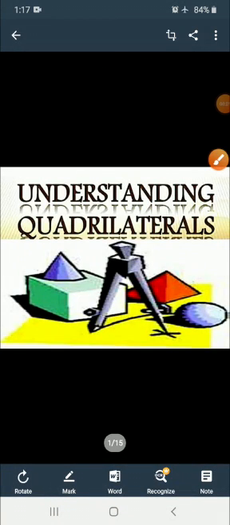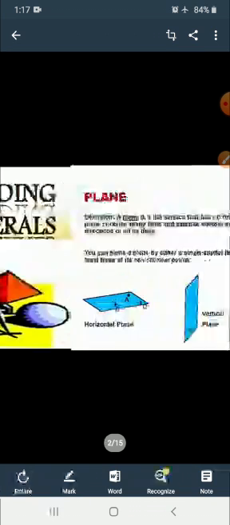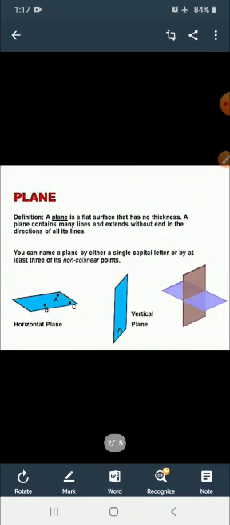Grade 8, Chapter 3, Understanding Quadrilaterals. Let us see what is a plane.